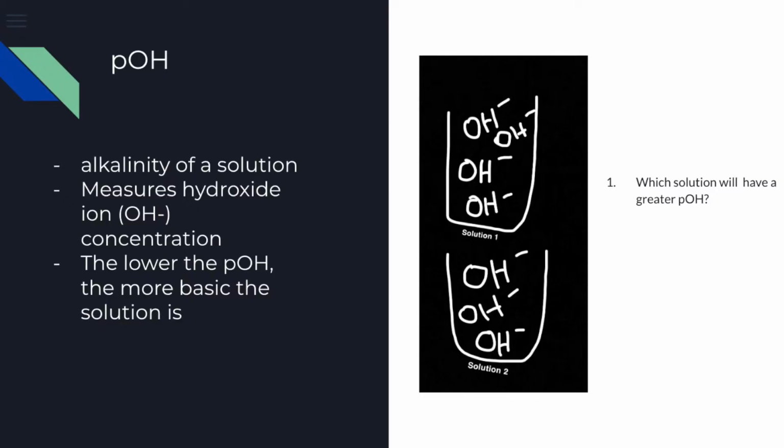pOH is the opposite of pH, as it measures the concentration of hydroxide ions in solution. When more hydroxide ions are present, the solution becomes more basic. A basic solution is indicated with a pOH less than 7, with 0 being the most basic. Based on this knowledge, what solution will have a higher pOH? Solution 2 will have a greater pOH because there are less hydroxide ions, making the solution less basic.